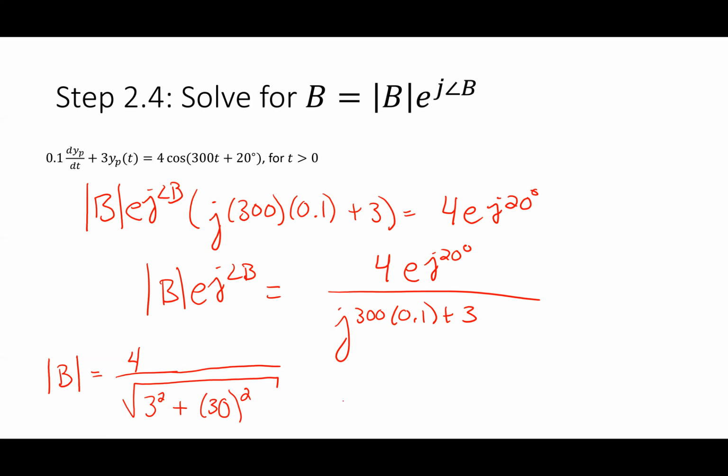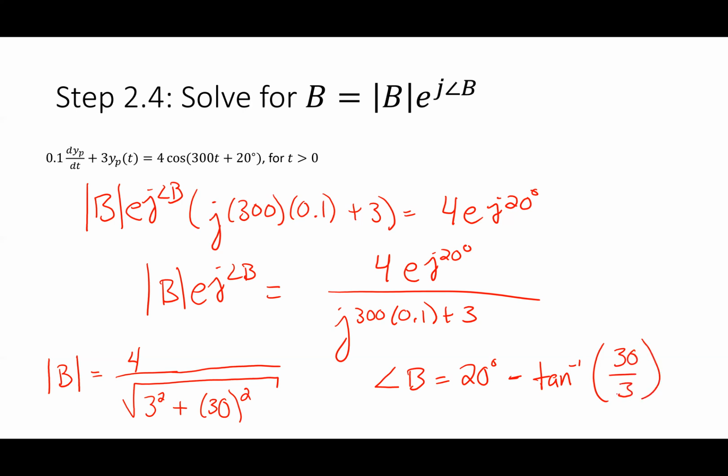And then there's one for the angle of B. The angle of B is the angle of the top minus the angle of the bottom. What's the angle of the top? 20 degrees, 4 e to the j20. So the angle of the top is 20 degrees. What's the angle of the bottom? Arctan of 30 over 3.